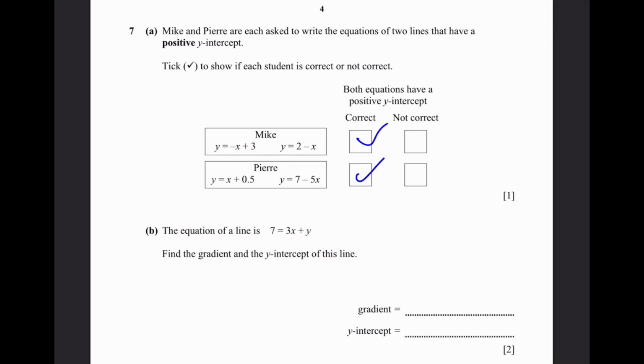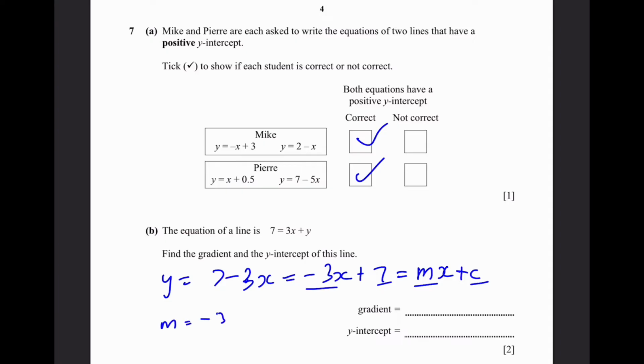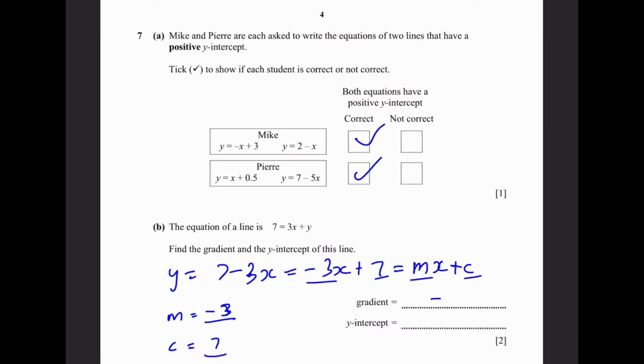The equation of a line is 7 equals 3x plus y. Find the gradient and y-intercept of this line. Well, we can make y the subject. So y is equal to 7 minus 3x. This is equal to, of course, minus 3x plus 7. And this is y equals mx plus c. Over here, m is equal to minus 3 and c is equal to 7. So the gradient is minus 3 and the y-intercept is 7. That's our answer. Let's go to question 8.